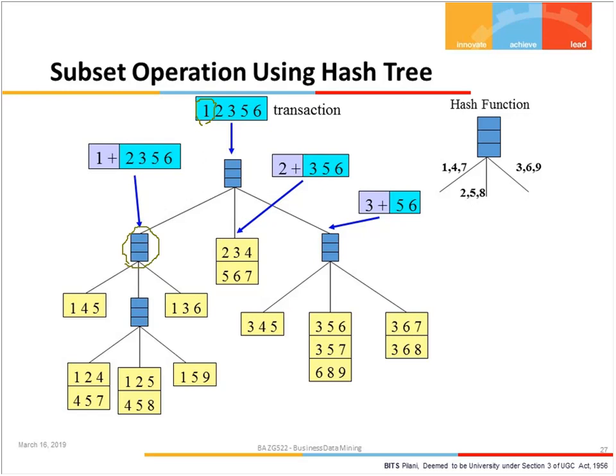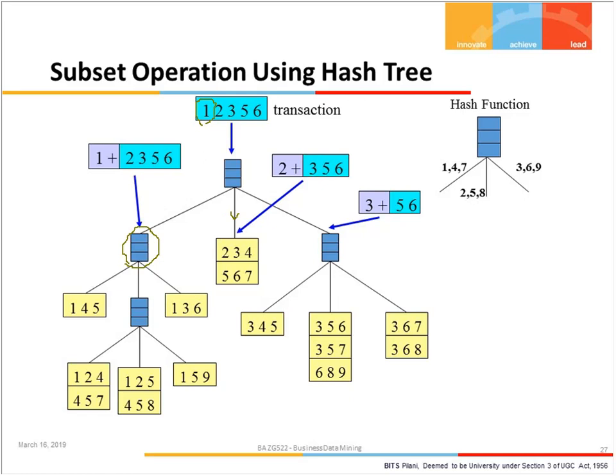But then 1, 2, 3, 5, 6 need not be sent to this side because 1 can never occur in this branch. Is this fine? So 1 can never occur in this branch. So we can simply send the partial transaction 2, 3, 5, 6 to this branch. Can you see some efficiency gain?